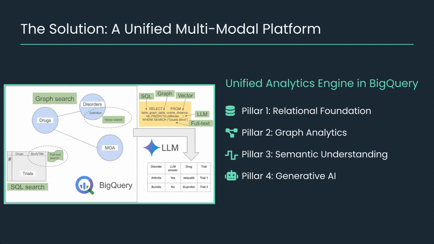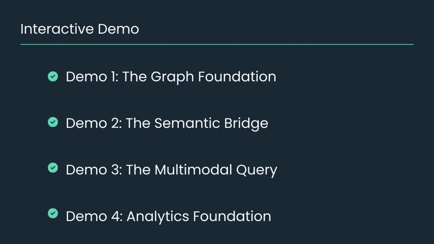Our solution is a unified multimodal platform powered by BigQuery's analytics engine using 4 pillars: relational SQL for structure, graph analytics for relationships, semantic understanding via vector search, and generative AI for synthesis. This eliminates data movement and enables complex, multifaceted queries. The interactive demo showcases 4 critical functions. We will first explore the graph foundation, then the semantic bridge, followed by the multimodal query, and conclude with a strategic overview of the platform's capabilities.